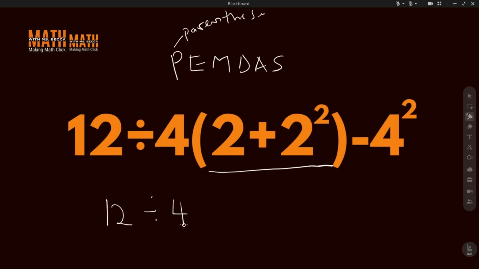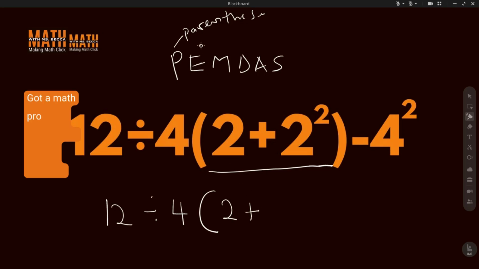divided by 4, then bracket 2 plus. Don't forget that after parenthesis, we have exponents. And even in our parenthesis, we are having an exponent, a number that has a power. So 2 power 2 will give 4. Then we say minus, we have another exponent outside here that will give 16. Then we can move to the next thing.